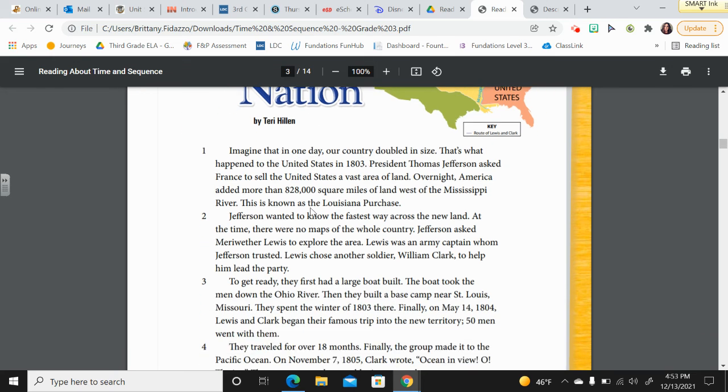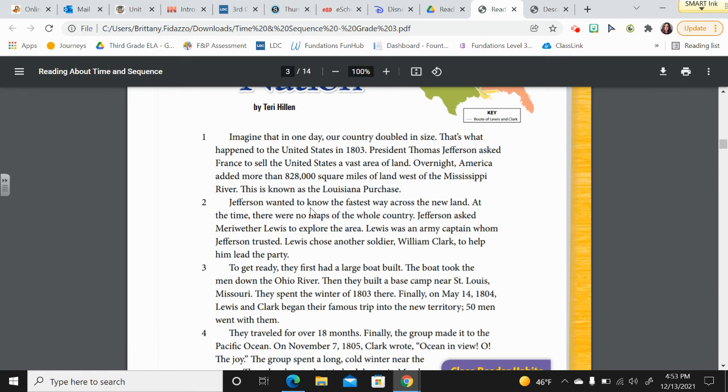All right, let's get started. Follow along with me so we can do a nice job answering the questions. Paragraph 1. Imagine that in one day, our country doubled in size. That's what happened to the United States in 1803. President Thomas Jefferson asked France to sell the United States a vast area of land. Overnight, America added more than 828,000 square miles of land west of the Mississippi River. This is known as the Louisiana Purchase.